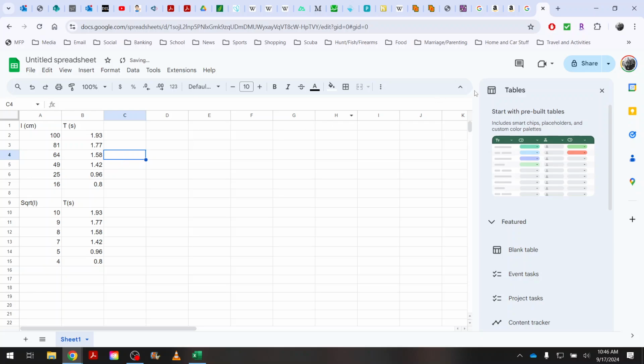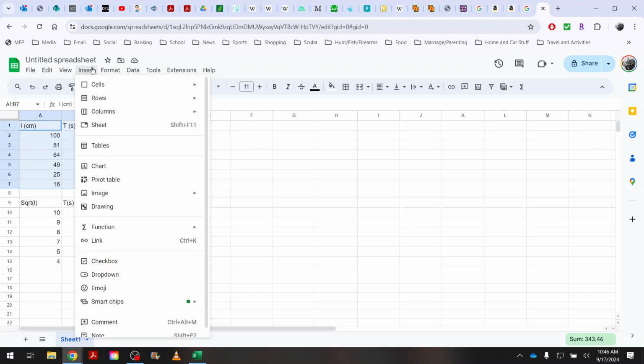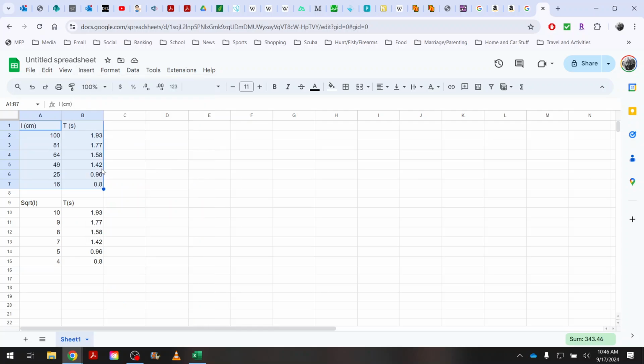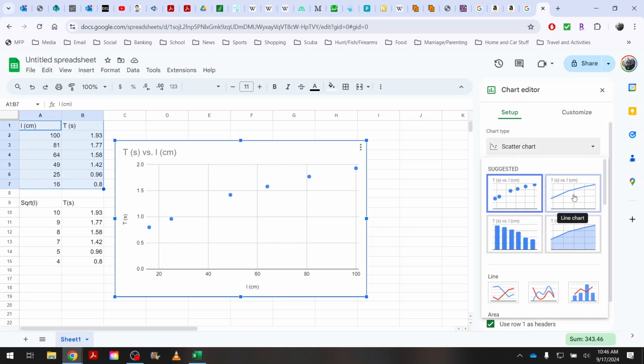So I've got my data. We're going to highlight it. The options are slightly different, but they're similar. We're going to go insert, down to chart. I think I said charts in there, but it's just chart. And it goes live immediately, and you can actually change the type of chart over here, and it'll change it for you live. It suggests some good ones.